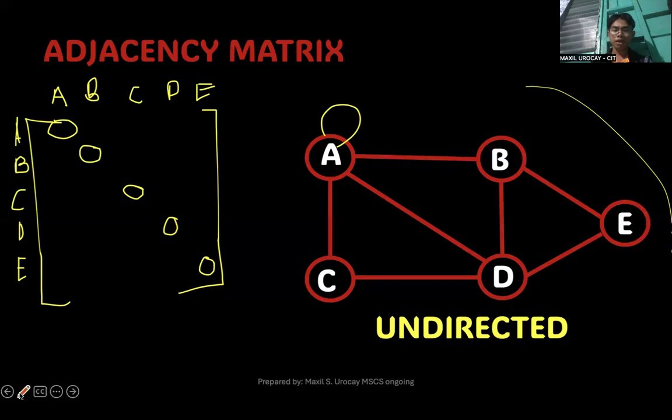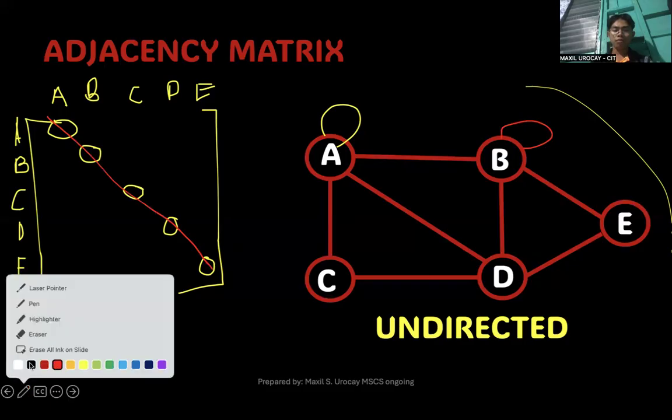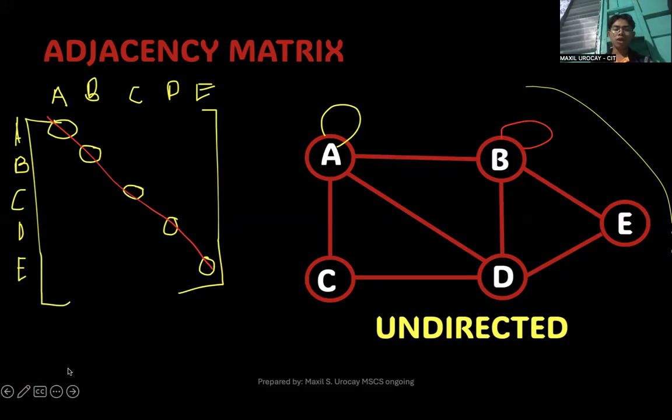So now easily, since there's no loop, all of your entries that denote a node to itself are equal to 0, since there will be no direction for that.